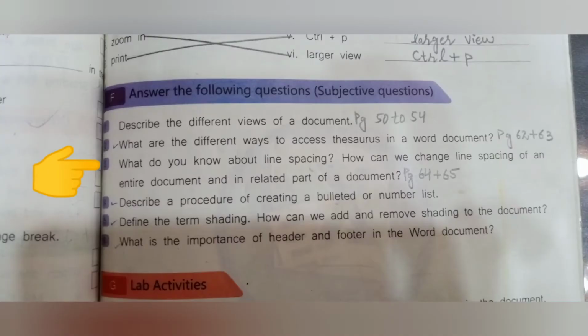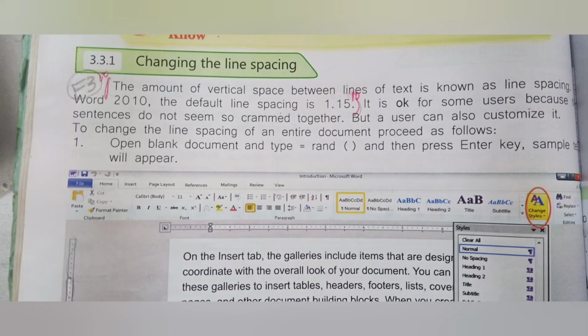Question F part 3. What do you know about line spacing? How can we change line spacing of an entire document and in related part of a document? The answer of this question is on page number 64 plus 65. Now open the page number 64. You will mark this answer from the amount of vertical space. Now move on to page number 65 to set it.